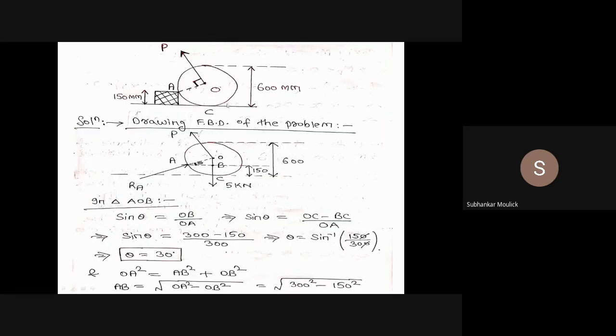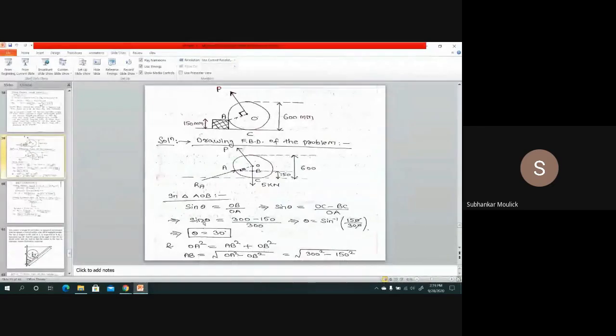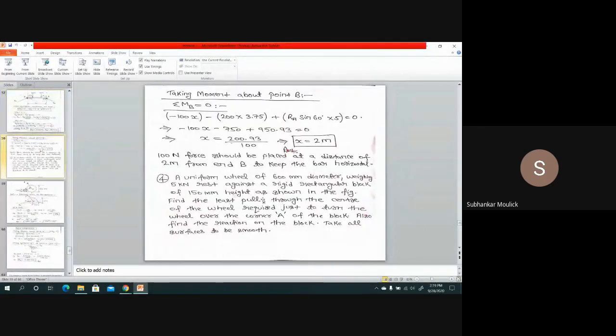That means this is a wheel of diameter 600 mm. This wheel is kept against a rectangular block. Height of the block is 150 mm. Find the least pull through the center of the wheel required just to turn the wheel over the corner A of the block. Also find the reaction on the block. Take all surfaces to be smooth.